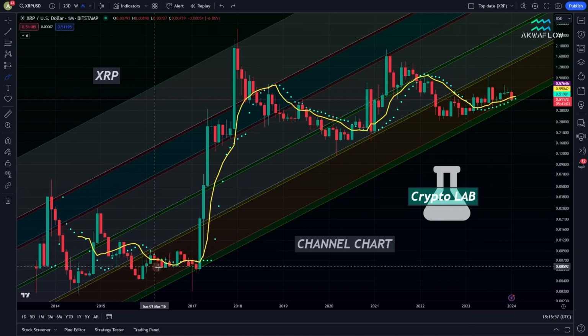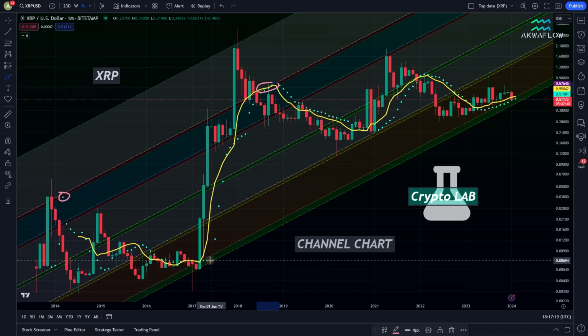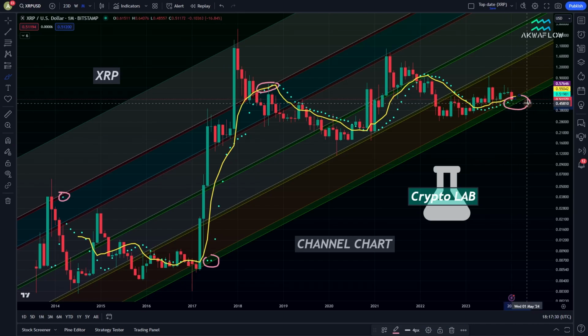I also explained that the blue dots, the bull market support, is inside the real channel of XRP. What do I mean by this? As you can see, here we have a top for the blue dots, right, for the bull market support. And here also we have a top for the bull market support. Here we have a bottom. And look, here we are right at the bottom of the bull market support.